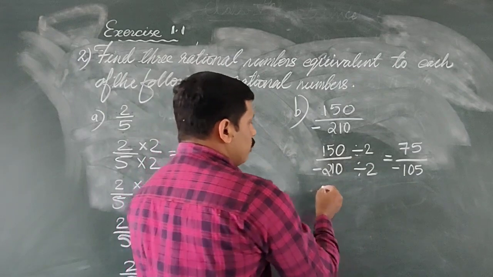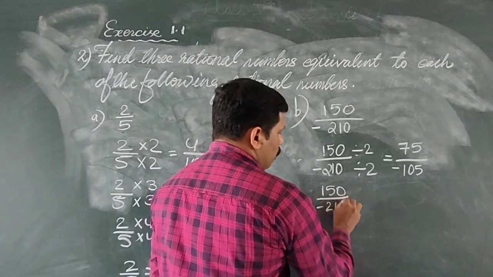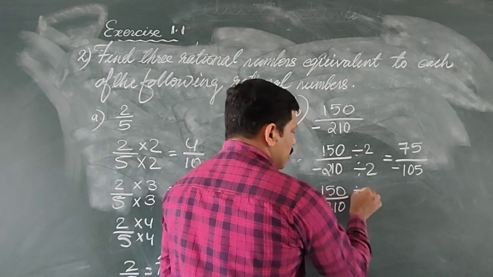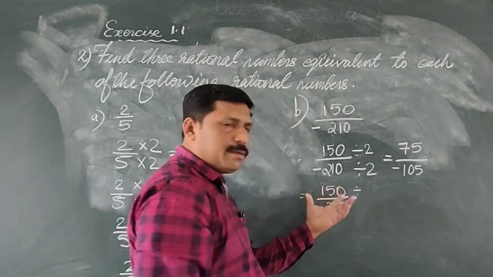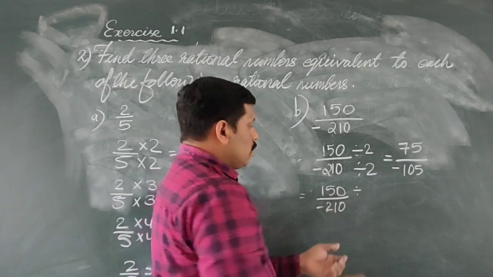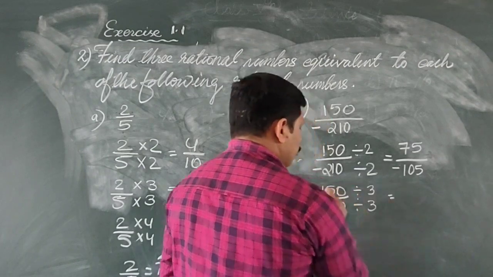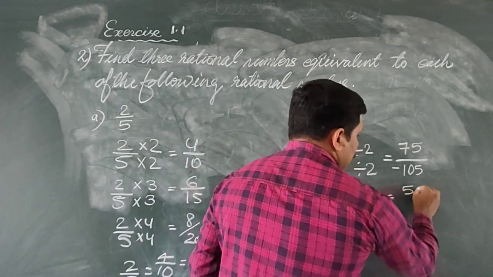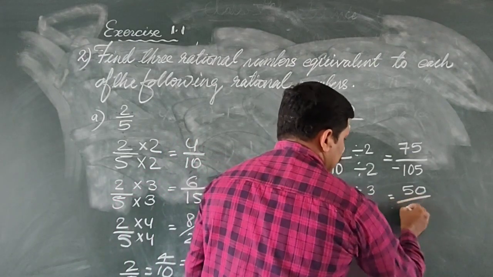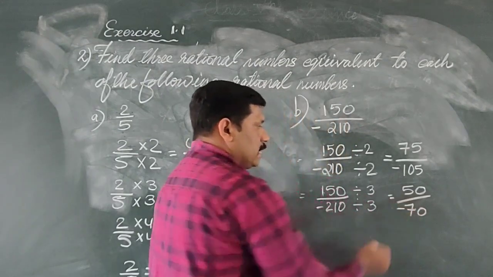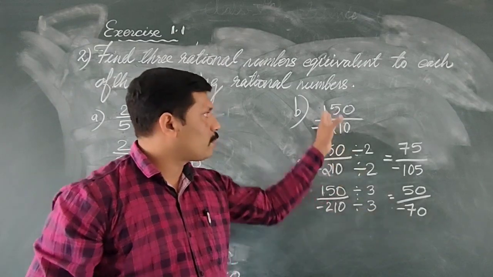Then we need to find the second rational number. So again we divide 150 upon negative 210. We can divide it by 3 also. We can divide it by 3, or by 5, or by 10. So we divide it by 3. Then 150 divided by 3 gives 50. Next, 210 divided by 3 gives 70. As it is negative, we put the negative symbol in the answer. So 50 upon negative 70 is also another equivalent rational number of this given number.